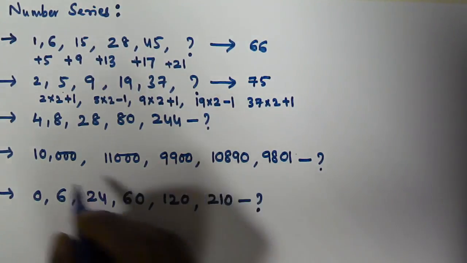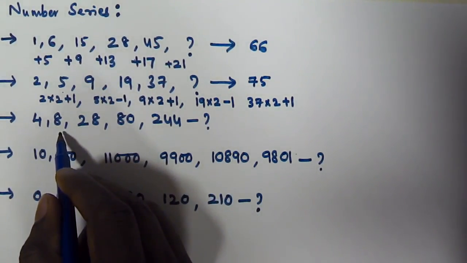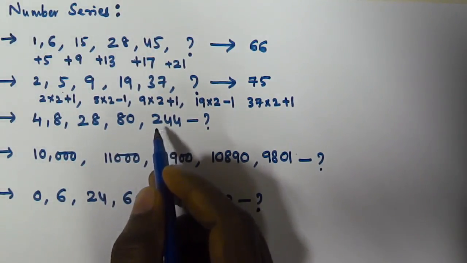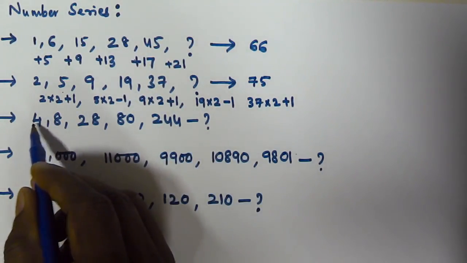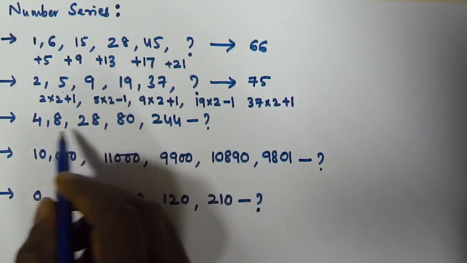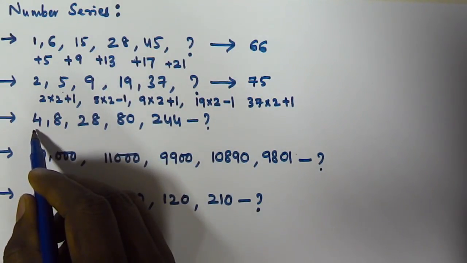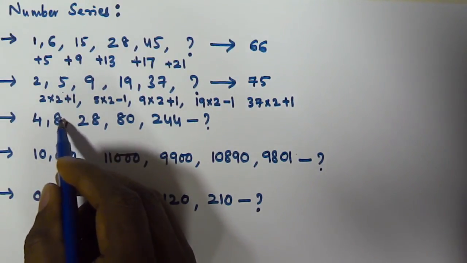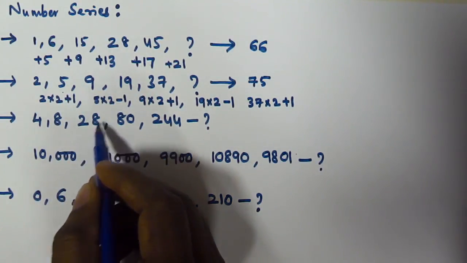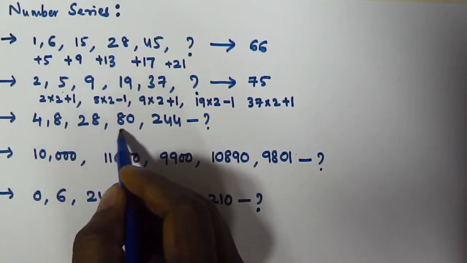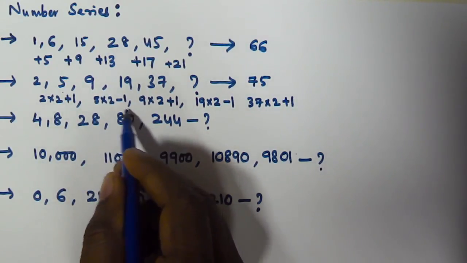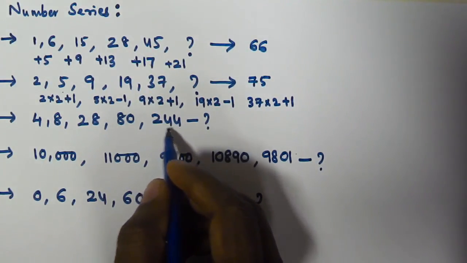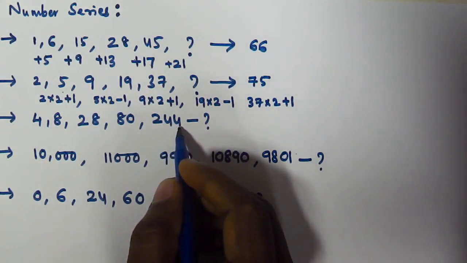Okay, and here we got 4, 8, 28, 80, and 244. If we observe these numbers, 3 to the power of 1 is 3, so that is near to the 4. 3 square is 9, so that is near to 8. 3 cube is 27, so that is near to the 28. And 3 to the power of 4 is 81, so that is near to the 80. And 3 to the power of 5 is 243, so that is near to this one.